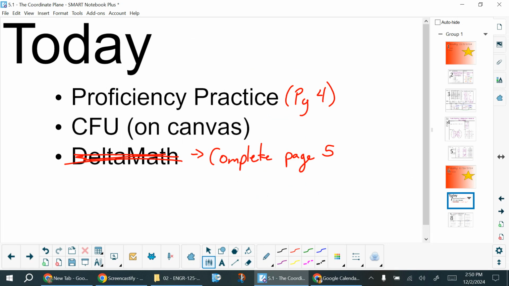It's on page 4 of your packet. There's a CFU on the Canvas page, and instead of a Delta Math, we're going to be completing page 5 of the packet today with a little bit of review from last trimester. Make sure you're doing that proficiency practice first, and since this Delta Math or this review page is review and not something extra or more challenging, I do expect that all of you get to that. You're going to get through this proficiency practice and CFU pretty quickly, so I do expect all of you to do that page. I will see you tomorrow.